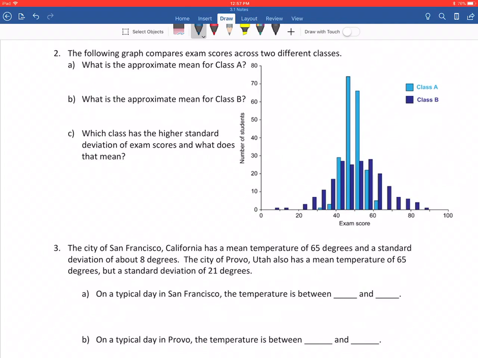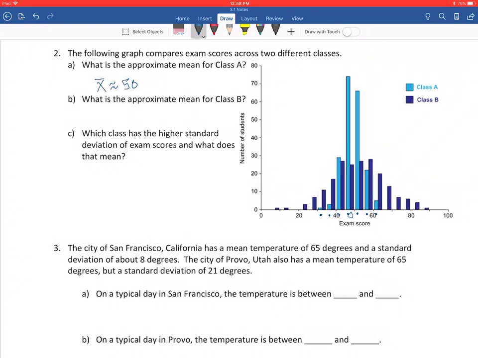Here we've got a graph that's comparing exam scores across two different classes. We've got Class A in light blue and Class B in dark blue, both on the same axis to compare them. What's the approximate mean for Class A? If I force myself to only look at these light blue bars, and think what is the mean of those bars approximately, I'd say probably right here in the center. We've got a couple very high bars right here and then a lower one on each side working its way down. I would estimate that the average there is probably about a 50.